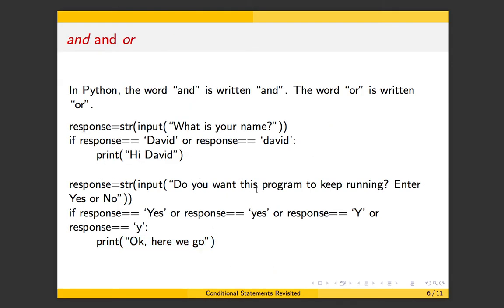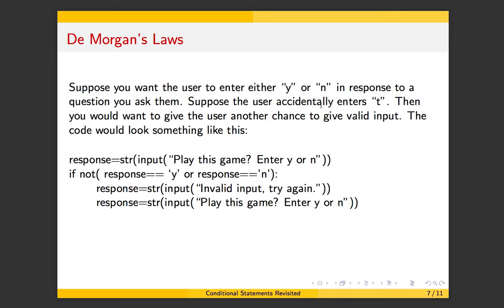You want to keep going or not? Well, suppose the user is either being difficult, or they're just doing something by accident, they enter something else. Right, so they enter a T. A T is right next to a Y on the keyboard, right? So they've mistyped. When they enter something invalid like that, presumably you would like your program to deal with that. You'd like your program to give them a chance to fix what they typed.